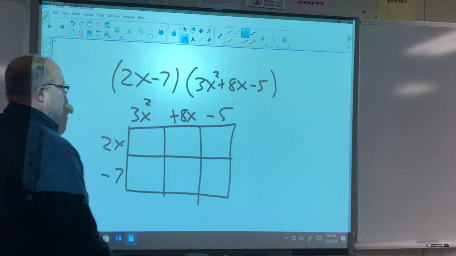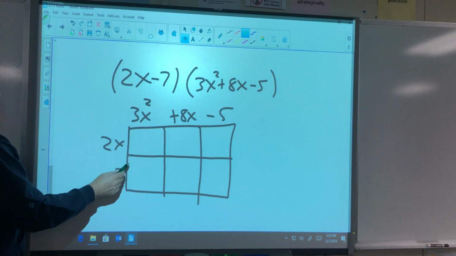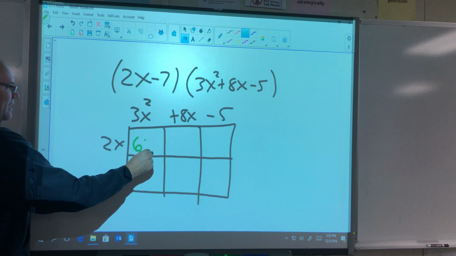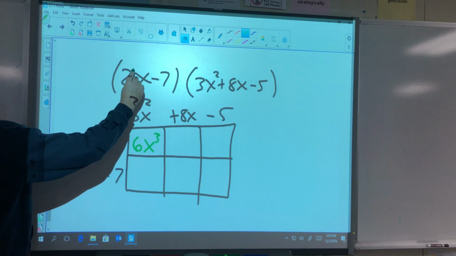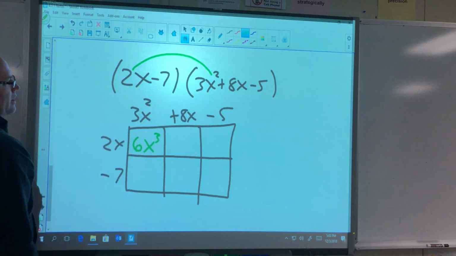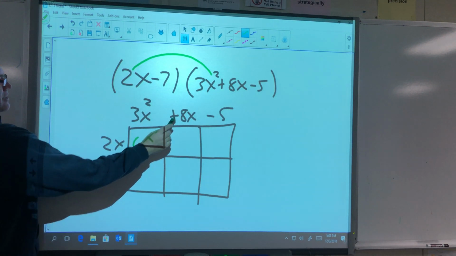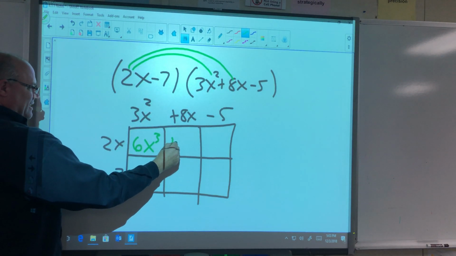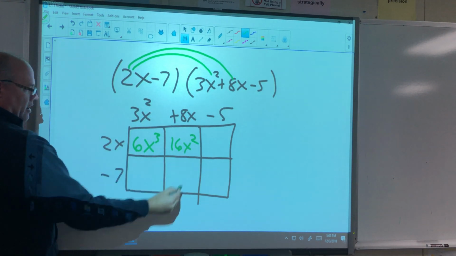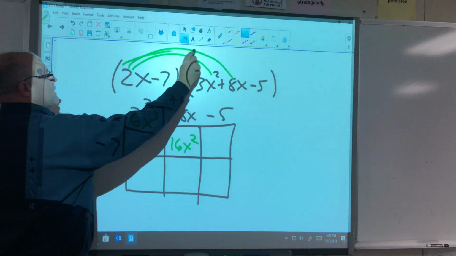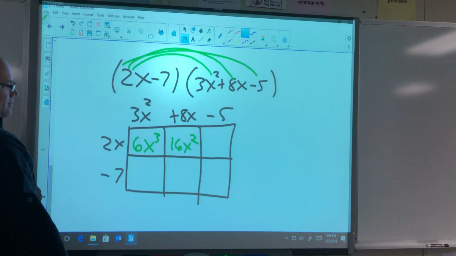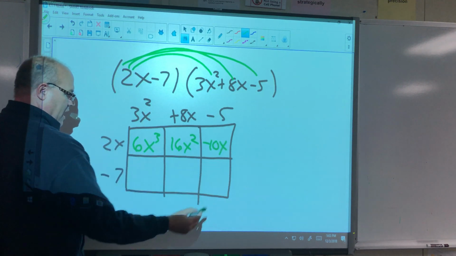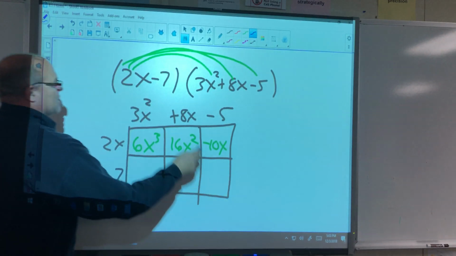All right, here we go. 2x times 3x squared. Well, again, this is x to the first power. So that's going to give me 6x to the third. That would have been doing this. Okay? Then I'm going to go 2x times 8x, which is going to give me 16x squared. And then I'm going to go 2x times negative 5. 2x times negative 5 is negative 10x. All right, double distributive property.